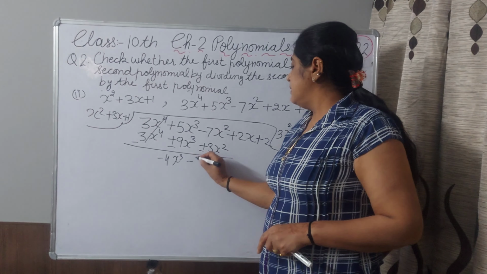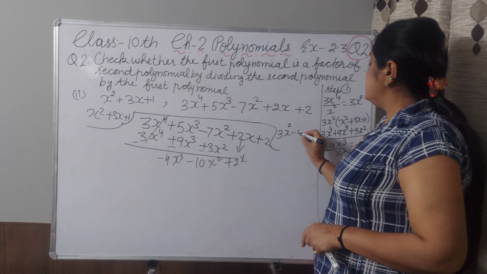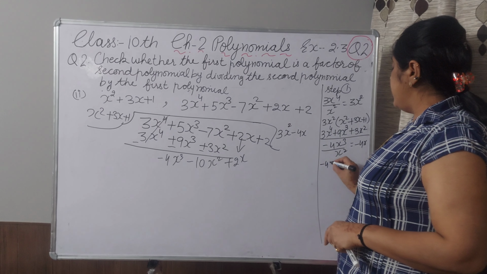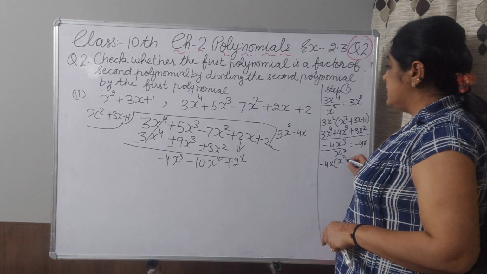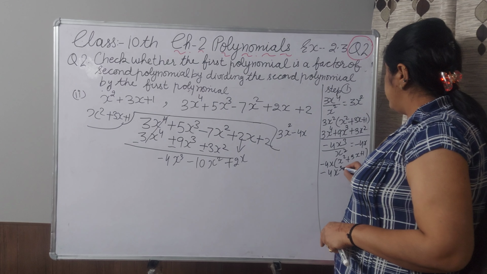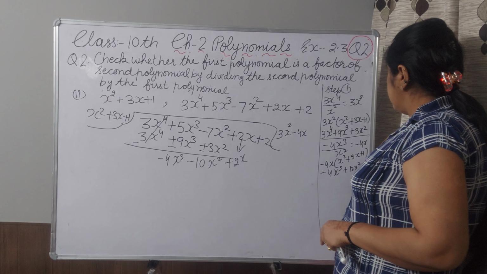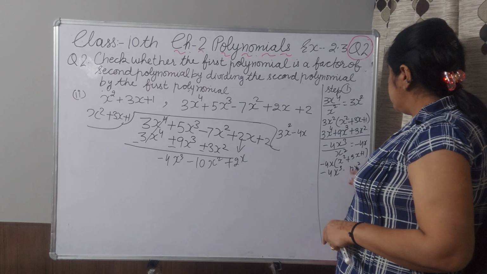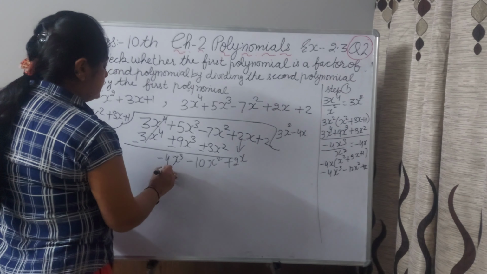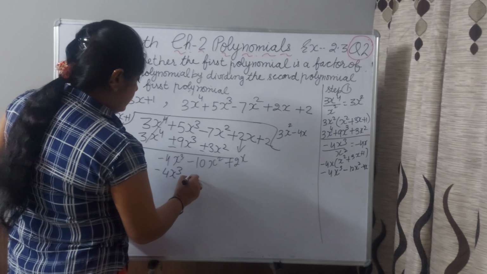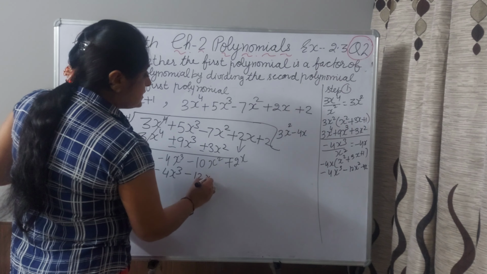Now you will do the second step. Minus 4x cube, you have to divide by x here. You will get minus 4x. Minus 4x you have to write here and multiply minus 4x by x square plus 3x plus 1. You get minus 4x cube minus 12x square and minus 4x. That you have to write here: minus 4x cube minus 12x square and minus 4x.